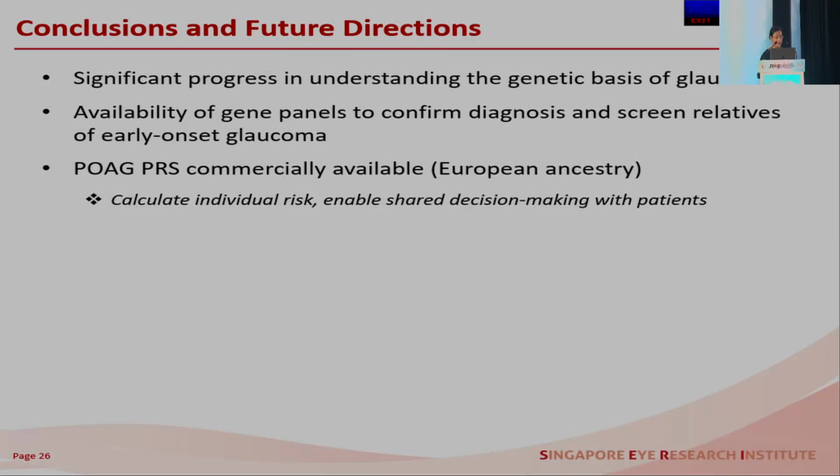For early onset glaucoma, there is availability of gene panels to confirm diagnosis and screen relatives. And for adult onset glaucoma, we now have commercially available polygenic risk scores, of course, currently applicable only to persons of European ancestry. So what do we hope to see in the future?